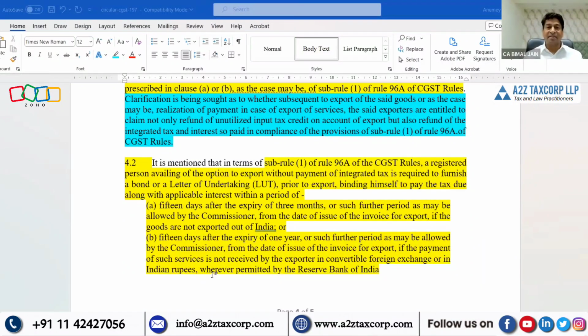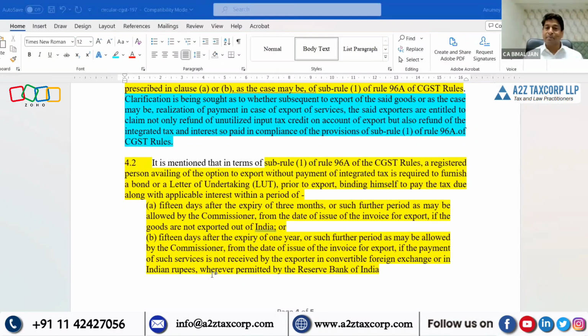They're saying it is mentioned in sub-rule 1, rule 96A: a registered person availing the option to export without payment of IGST is required to furnish a bond or LUT without payment of IGST prior to the export, binding himself to pay the tax due along with applicable interest within a period of 15 days after the expiry of 3 months.